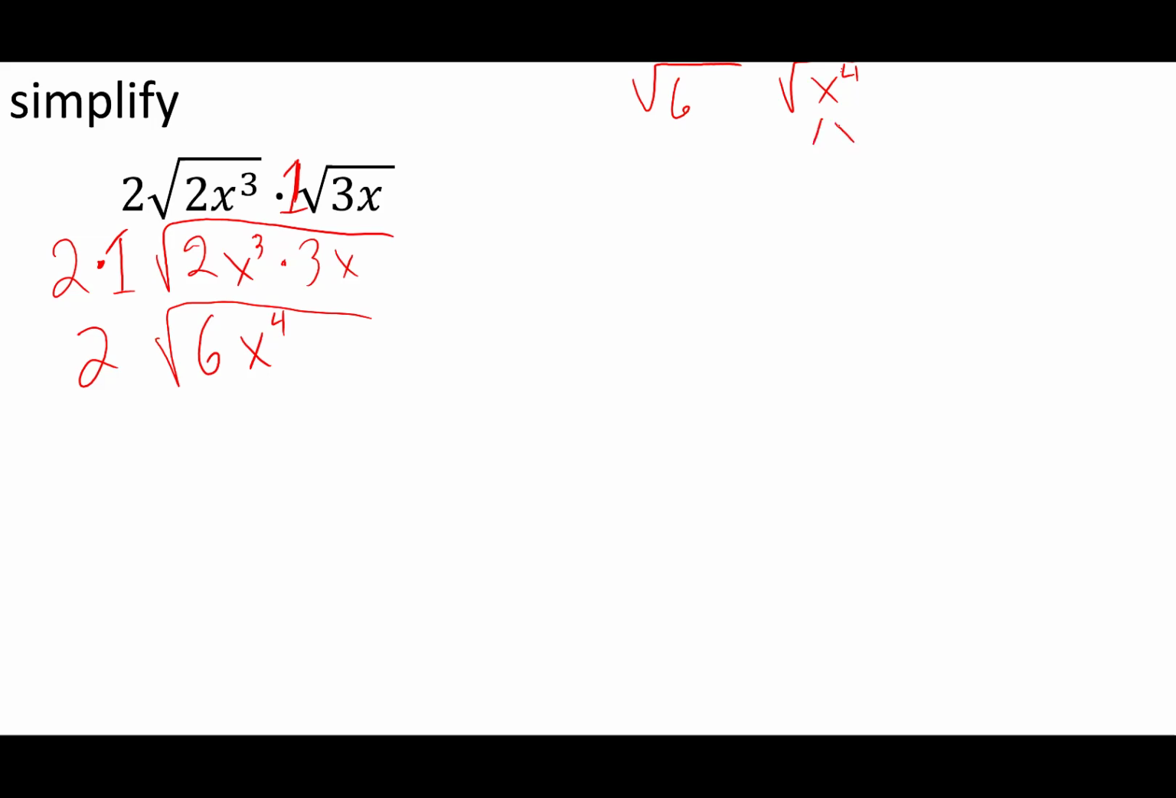However, I know that the square root of x to the 4th, it's even, so I know it's a perfect square as far as working with variables goes. So I'm going to take the exponent 4 and divide by 2, and that gives me what I'm pulling out. Okay, so I get x squared. So I'm going to get 2x squared square root of 6.